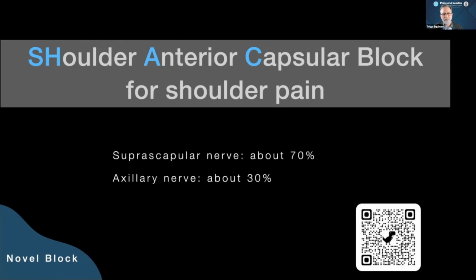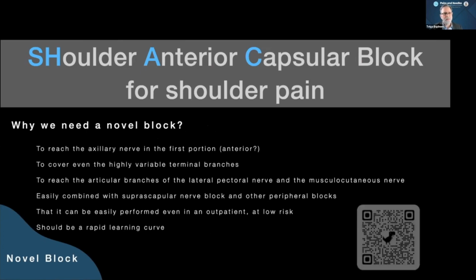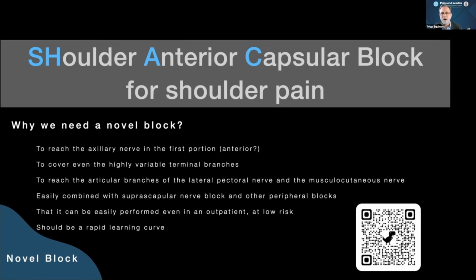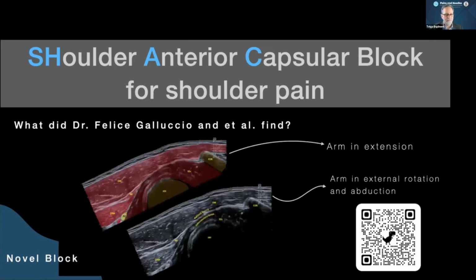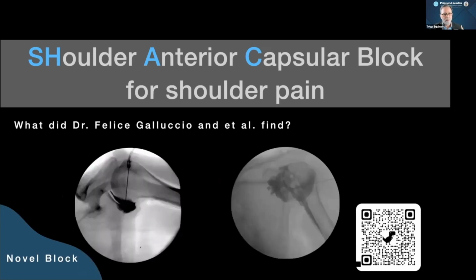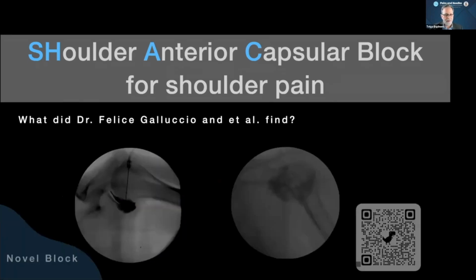You know that the suprascapular nerve is responsible for 70%, and the axillary nerve for 30% of the innervation of the shoulder joint. And you can see in the slide why we need a novel shoulder block. Please read this article carefully and scan this QR code to find the article. You can find all the sonograms and all the steps of the study.